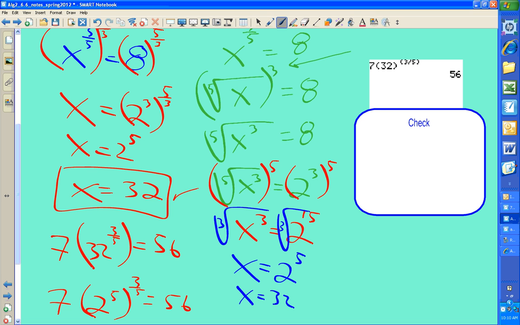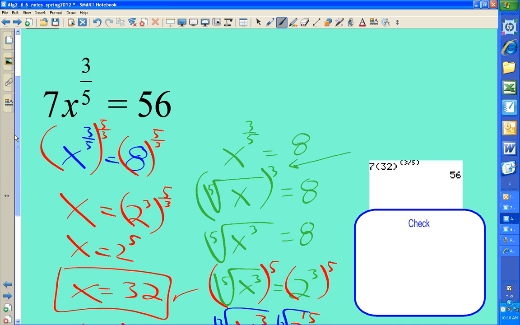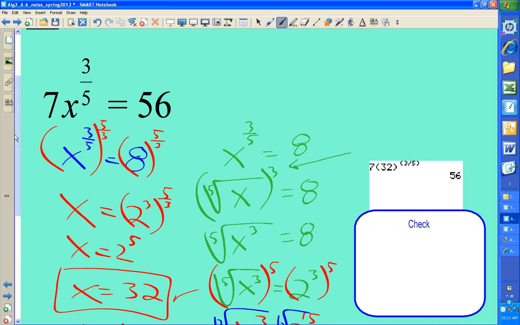If you said that there were integers, 3 on the side, then you would cube root first, and you'd get 2 equals the 5th root of x. The cube root of 8 is 2. The cube root of something cubed is whatever you were cubing. Either way is fine with me. Any other questions on this one?